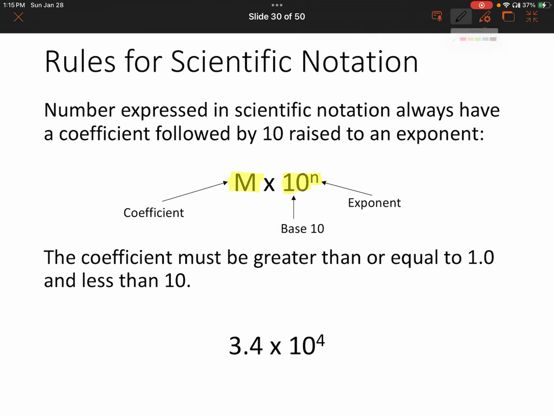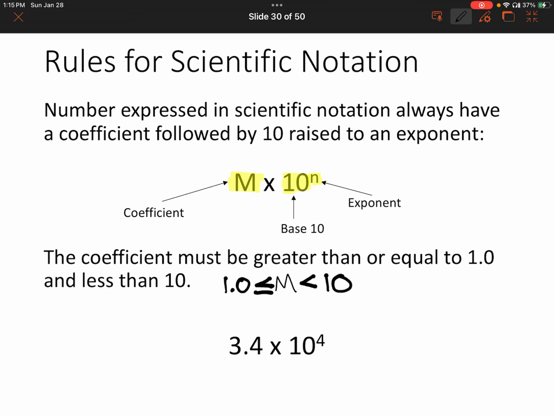Now, the coefficient, that capital M, must always be greater than or equal to 1 and less than 10. So another way of writing that, let's say we've got our capital M. This has to be greater than or equal to 1 and less than 10. So for example, we can't have a coefficient of 0.5. Or we can't have a coefficient of 12. They're either too small or too large. It has to be between 1 and 10 or equal to 1.